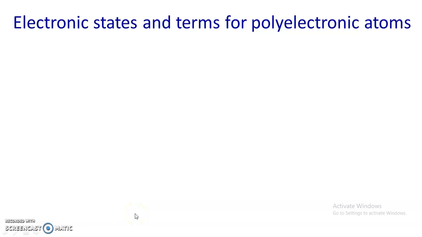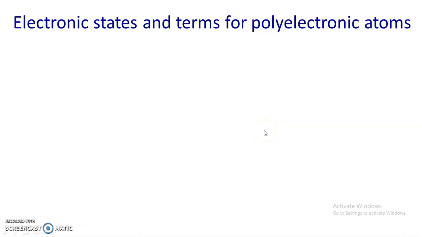Welcome to online lecture series in organic chemistry, and we are discussing about the electronic spectra of complexes. In earlier video we have seen the selection rules for electronic transitions, that is the Laporte orbital selection rule and the spin selection rule. In this video I am going to start the new concept, that is electronic states and terms for the polyelectronic atoms or multi-electronic atoms.